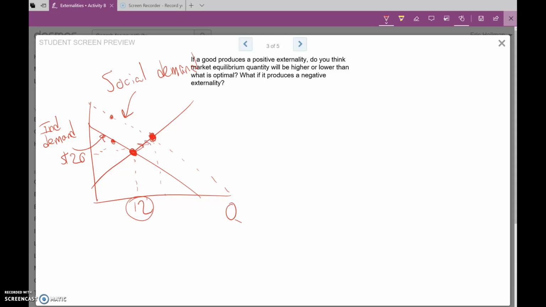So goods that produce positive externalities, we're going to end up at an equilibrium that underproduces the good.